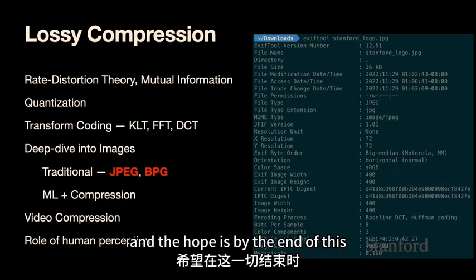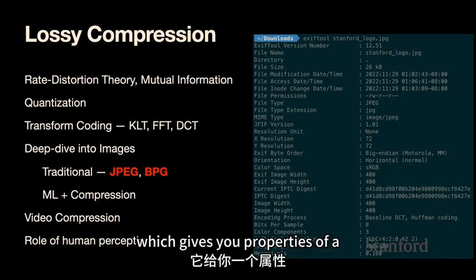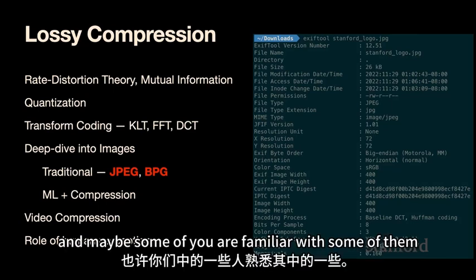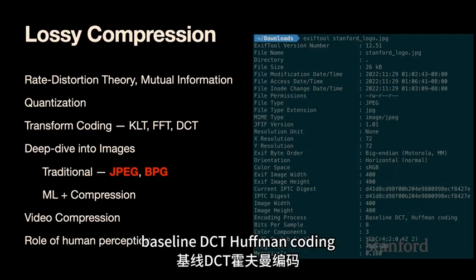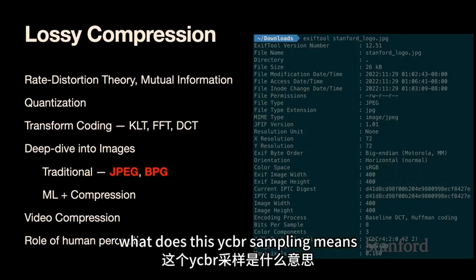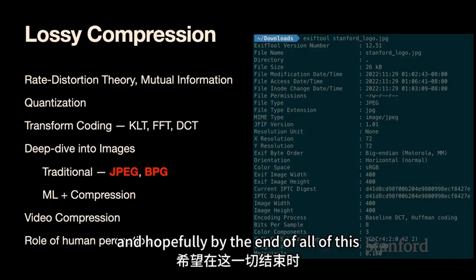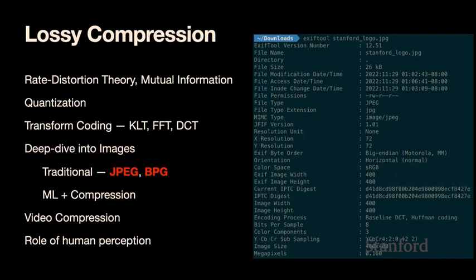And the hope is by the end of this, what I'm showing here on the right is a tool which gives you properties of a compressed file, in this case a JPEG file on my laptop. And there are a bunch of things, and maybe some of you are familiar with some of them, maybe all of them, maybe not. For example, things like what does this encoding process mean, baseline DCT, Huffman coding. What does this YCbCr sampling mean? What does this color space mean? Hopefully by the end of all of this, you would be able to appreciate and understand these things.